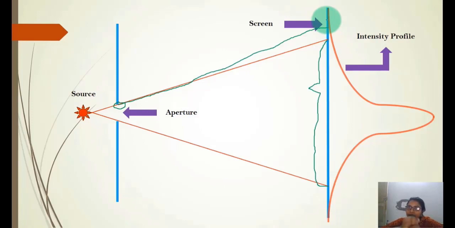So that means the region which is called the geometrical shadow region. Shadow region means the region where there is no light. So since the light has bent through the corner, there will be light in the region of the geometrical shadow. So this phenomenon is known as the diffraction phenomenon. I hope this is clear to all of you.